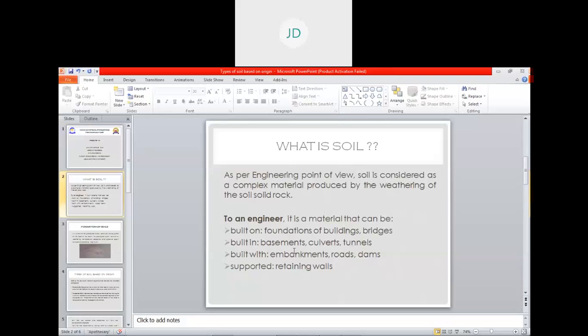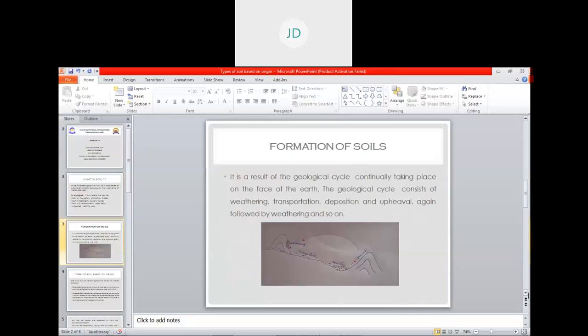As per the engineering point of view, soil is considered a complex material produced by the weathering of solid rocks. So what does weathering mean? This is the second slide that I am going to present, formation of soil. Can you see a simple line diagram I am showing here? Can you see?